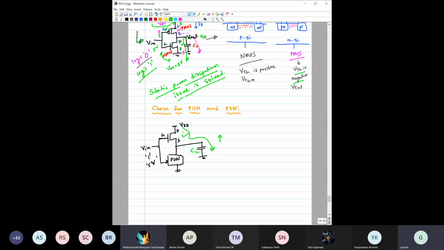But suppose we want to make some buffer, then can we use this? This is a buffer, right? Basically, you are giving logic 1, and the output is also logic 1. So it is a buffer. Eventually, if you connect two inverters back to back, that forms one buffer, right? So let's say we want to make a buffer. So can we use this?